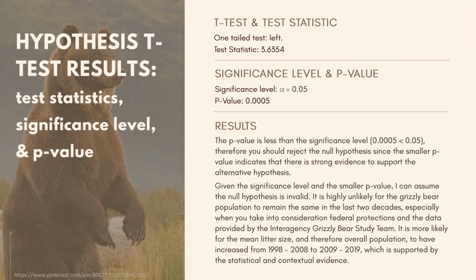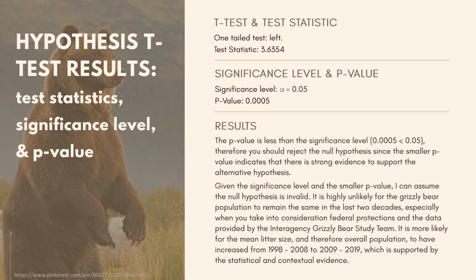A one-tailed left t-test best suited my data, in which the test statistic came out to 3.6354. Because of my 95% confidence level, I chose a significance level of 0.05. This granted me a p-value of 0.0005, the results of which indicate that there is strong evidence to support the alternative hypothesis and reject the null hypothesis, since the p-value is less than the significance level.